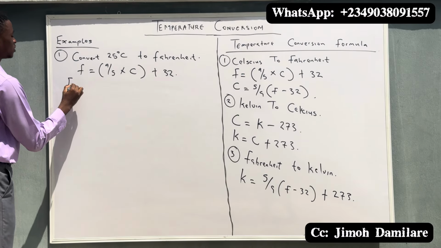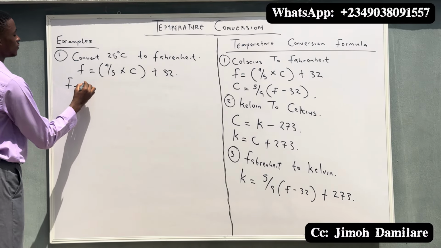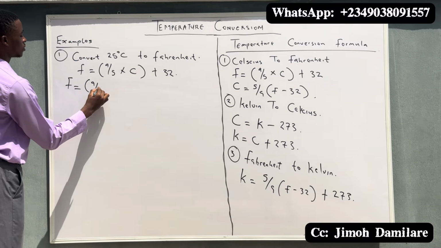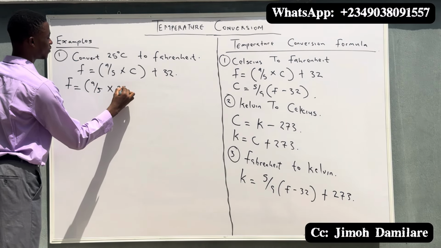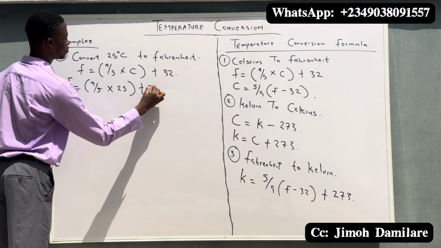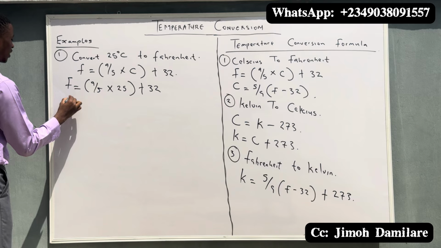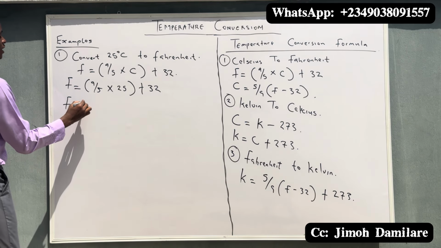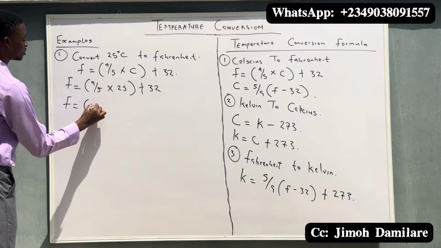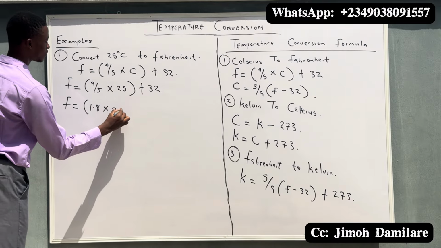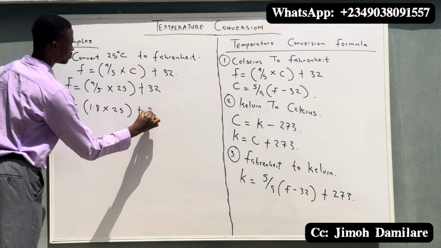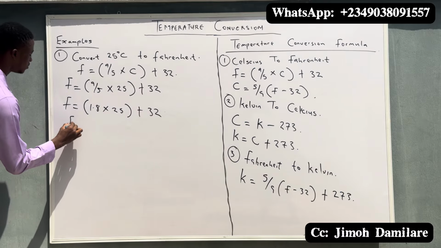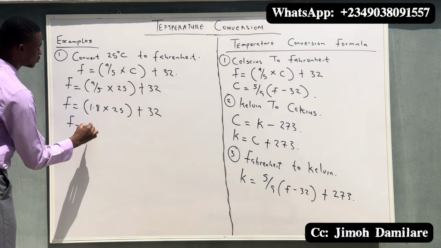So we have F equal to 9 divided by 5 multiplied by 25 plus 32. In this case, 9 divided by 5 will give us 1.8, multiplied by 25 plus 32. So 1.8 multiplied by 25 will give us what?